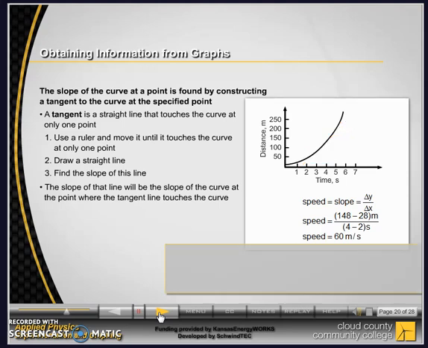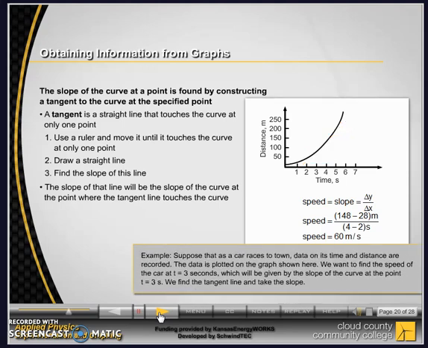As an example, suppose that as a car races to town, data on its time and distance are recorded. The data is plotted on the graph shown here. We want to find the speed of the car at t equals 3 seconds, which will be given by the slope of the curve at the point t equals 3 seconds. We find the tangent line and take the slope.